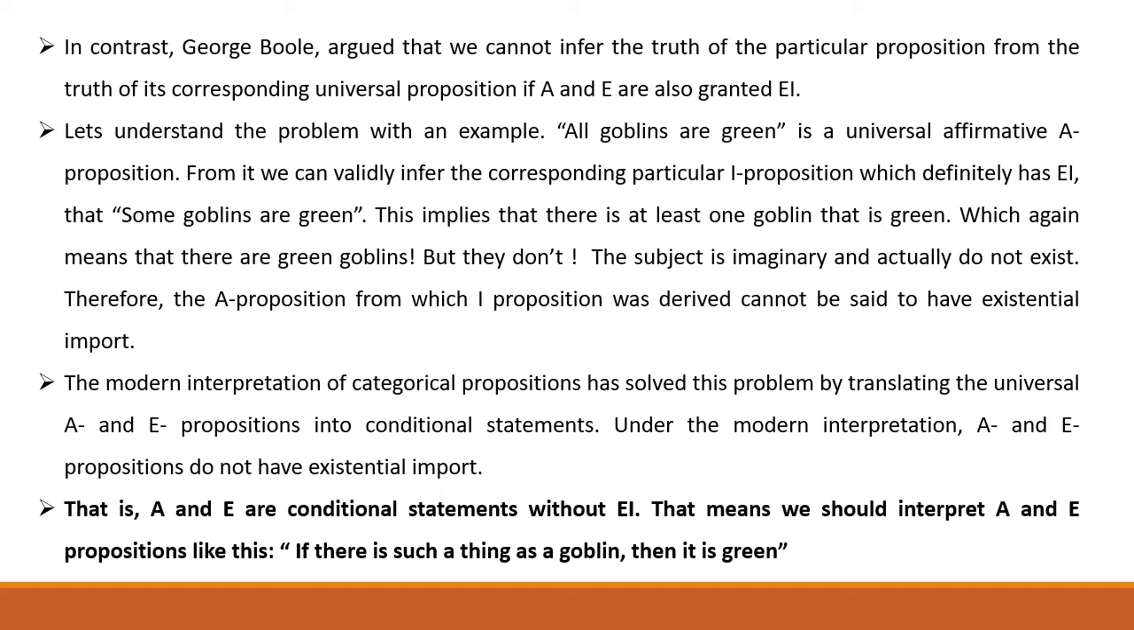Okay, if it is conditional, then it is not a definite assertion. Then the problem will be removed. That is, A and E are conditional statements without existential import, which means we should interpret A and E propositions like this: if there is such a thing as a goblin, then it is green. We are not asserting that goblins exist. Instead, we are saying that if there is such a thing as a goblin, then it is green.